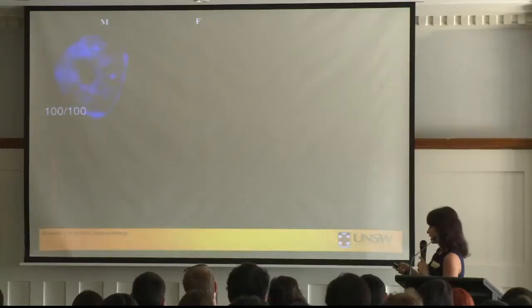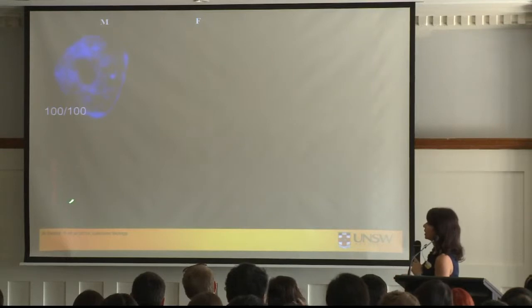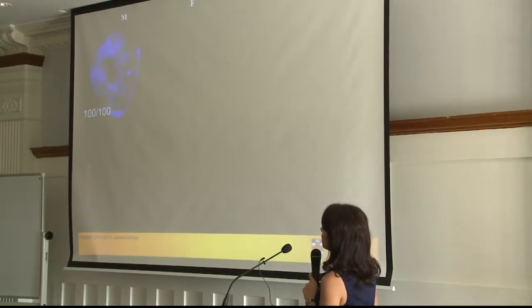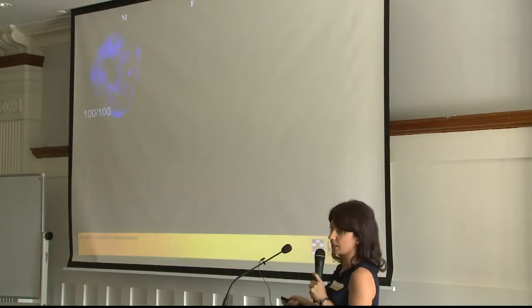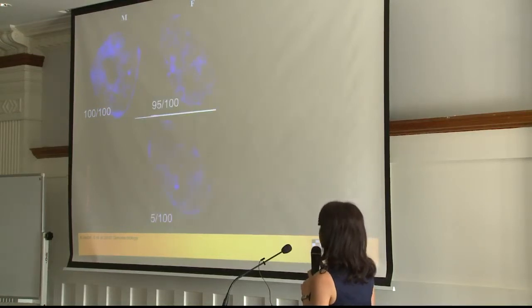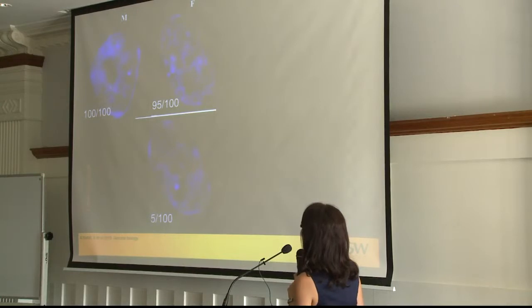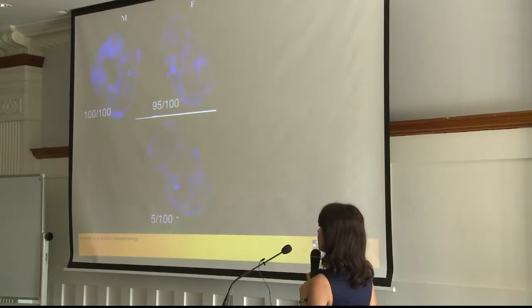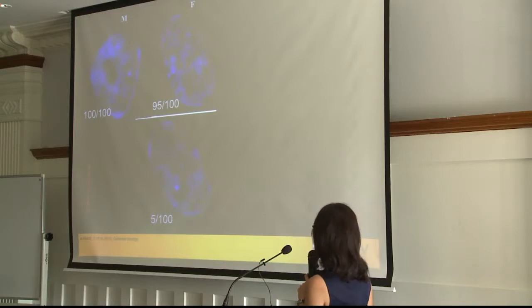Here you're looking at a result of a gene on the X chromosome labeled in red, and this is a male nucleus. When I looked at 100 cells, out of these 100, all of them have only a single signal. When we look at females, however, what we notice is that there is a percentage of nuclei with a single signal, and then there is a percentage of nuclei, for this gene only 5%, where they have two signals.